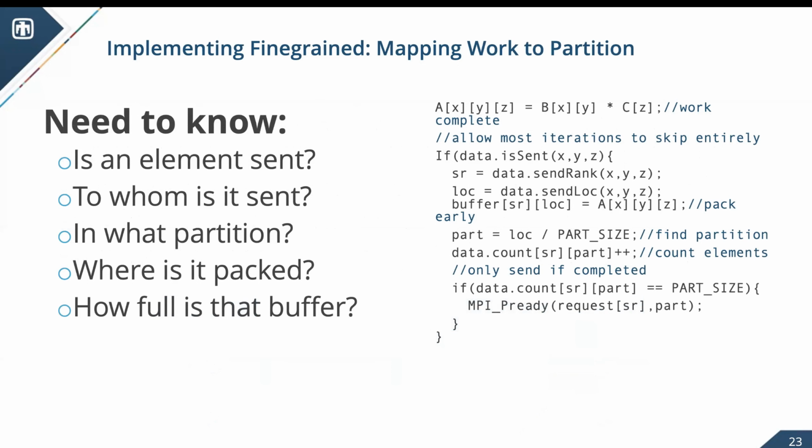So is an element sent? If you're doing your compute and you're trying to mark things ready early, it's good to know whether a computed data element is going to be sent over the network. If it is, to whom is it sent? And it might be more than one person. If it's sent and you know where it's being sent, well, in partition communication, you're now not worried just about a send-receive pair. You're now worried about what partition is being sent between that pair.